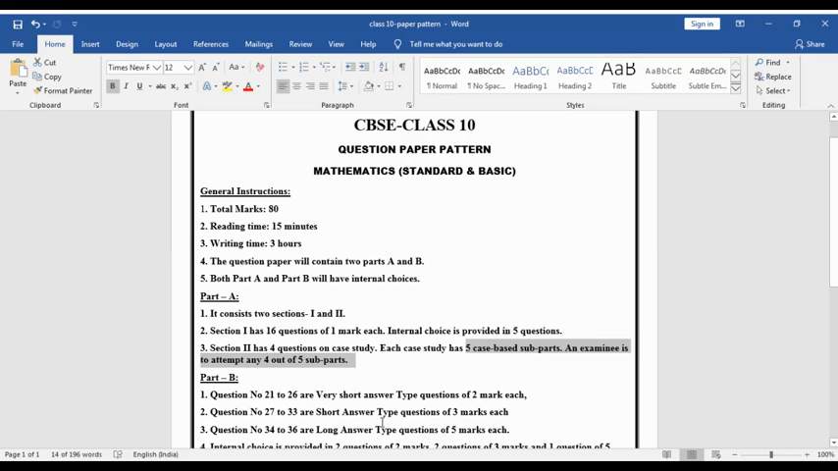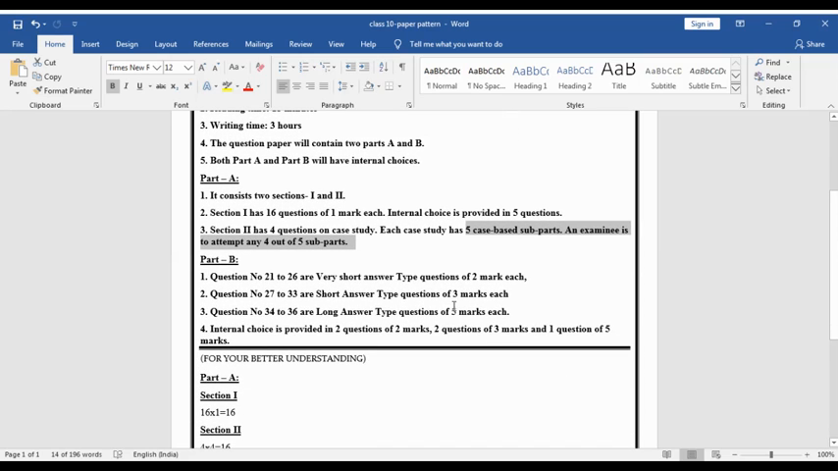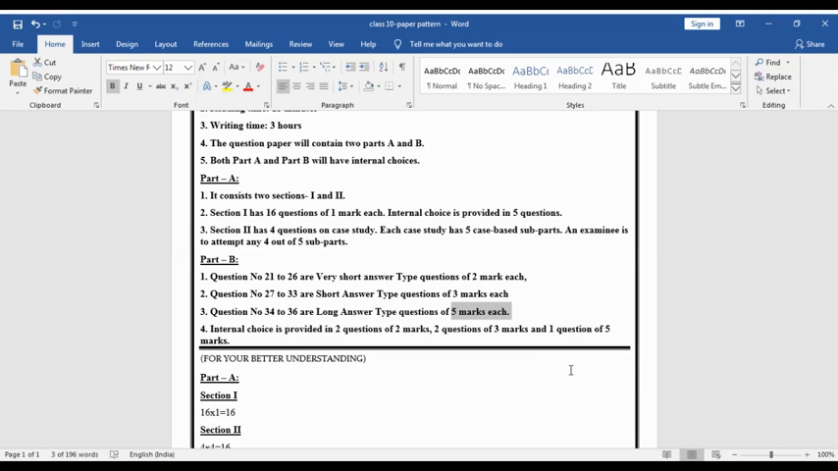Then come to Part B. Part B will contain 2 marks, 3 marks, and 5 marks. Until last year, we didn't have 5 marks. We had only 2 marks, 3 marks, and 4 marks. Now 4 marks is being removed and 5 marks is being introduced. So question numbers 21 to 26 will be 2-markers. Question numbers 27 to 33 will be 3-markers. And 34 to 36 will be 5-markers.